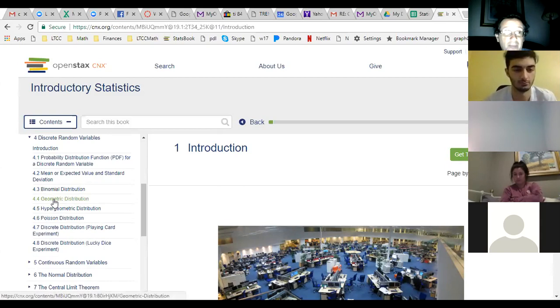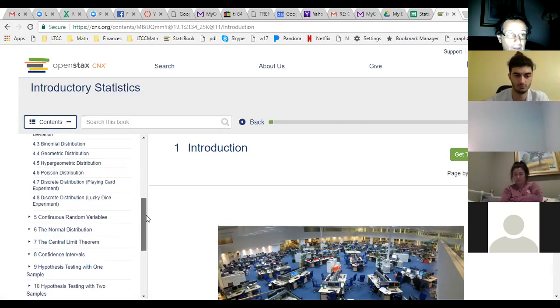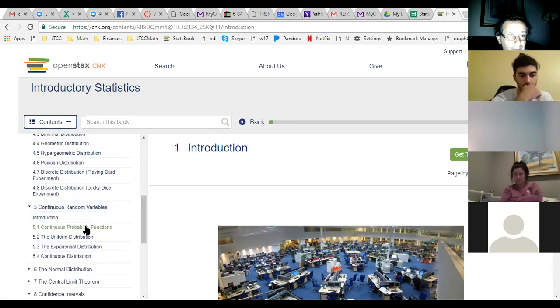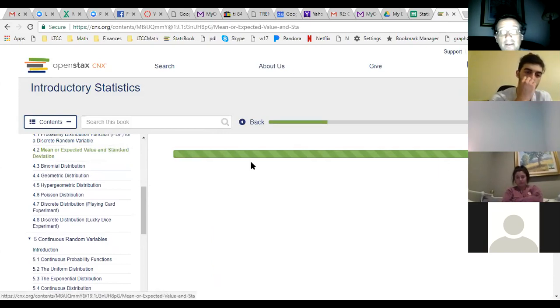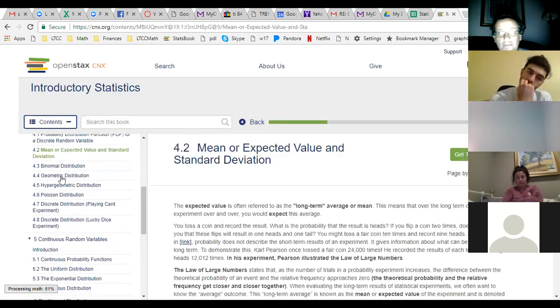So you don't have to do geometric distribution, hypergeometric distribution, Poisson distribution. You don't need to do any of that. And these are just examples. Okay. For continuous variables, we only do the uniform distribution. You don't need to know this exponential distribution. So again, in the chapters, when you're reading, you're only responsible for the uniform distribution, the binomial distribution, mean and expected value. And that's it for the book.